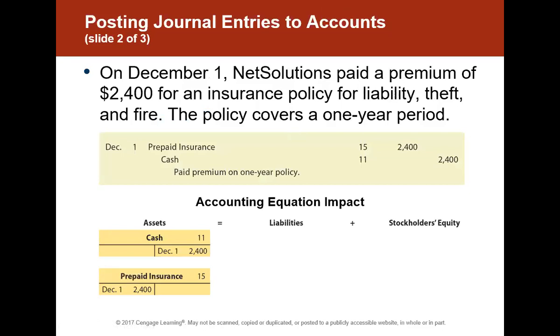Okay, and they're showing it here in T accounts, which is our unofficial format. We purchased prepaid insurance, which is a prepaid expense, which is an asset. So on December 1st, when we paid a premium of $2,400 for 1 year of prepaid insurance, we debited our asset prepaid insurance and we credited cash. And again, that's showing that in the T account form, so we see the debit and credit.